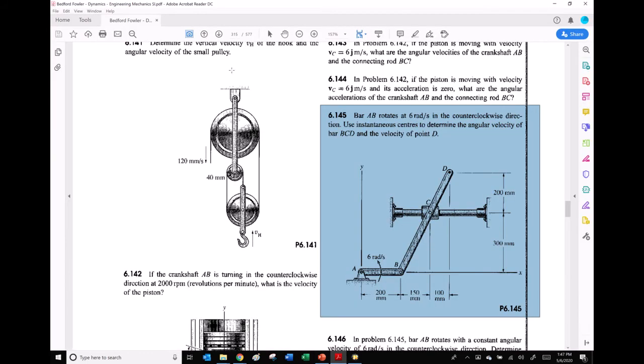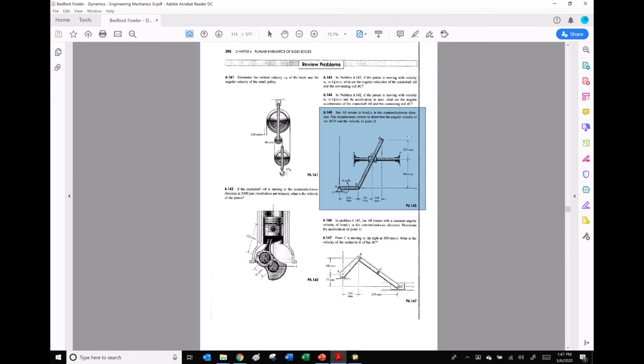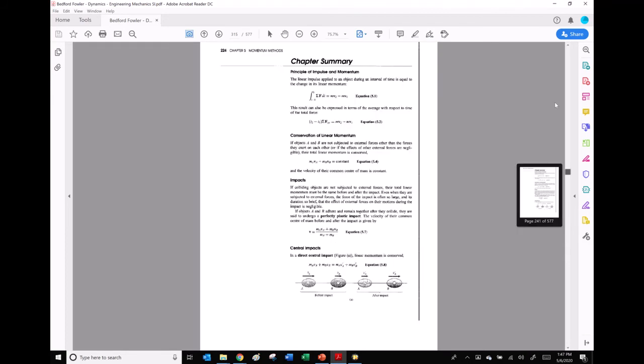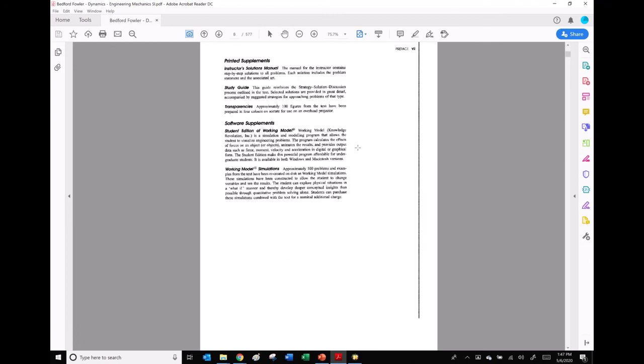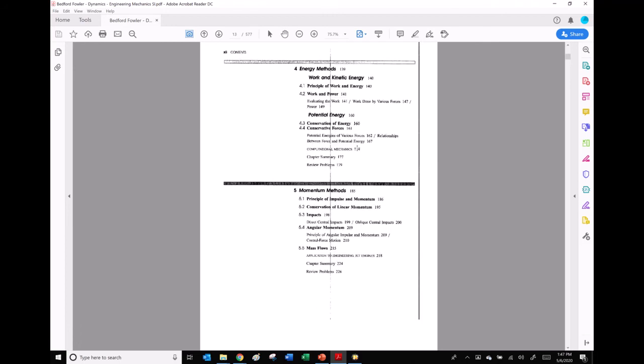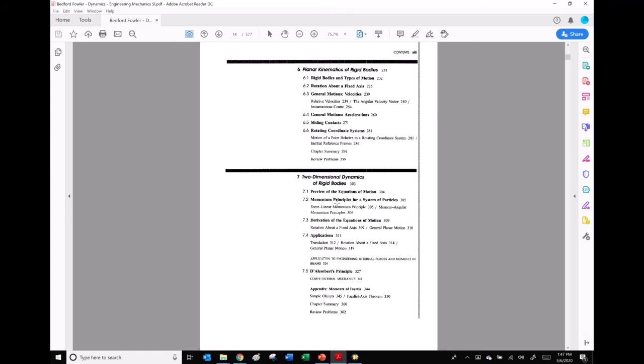Let's see. Impulse and momentum. Rigid body, impulse and momentum, I'm assuming. Yeah, that's what he said. I could just start wandering around the book, but let me use the table of contents instead. Momentum methods. I think this is still two-dimensional rigid bodies. D'Alembert.